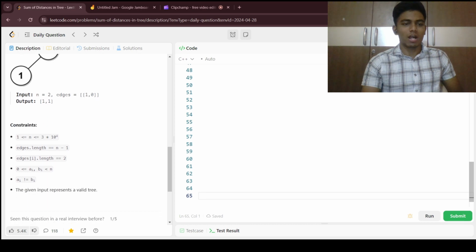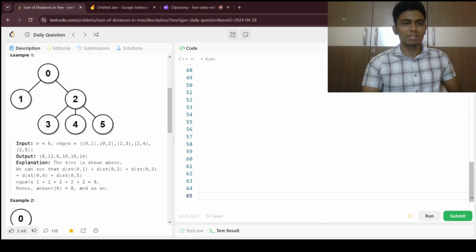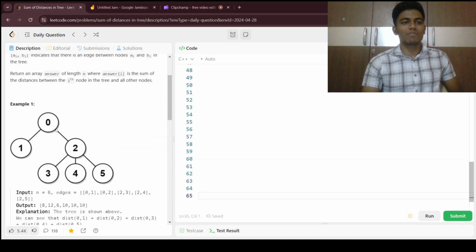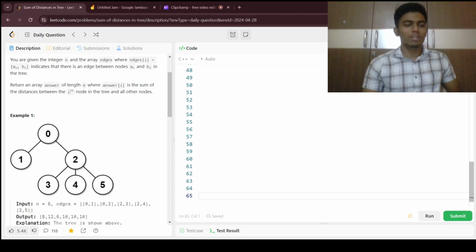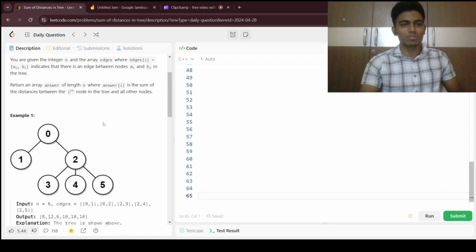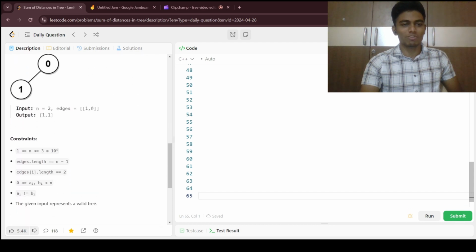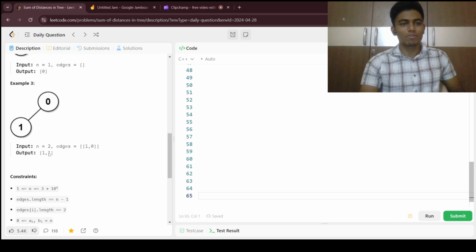If we see the range of n, it is from 1 to 3 times 10 to the power of 4. That means if we take each node as the source node and run a BFS or DFS from it, each costing n plus the number of edges, then the total is going to be big O of n squared, which will be time limit exceeded. So we need to solve it in a better way.